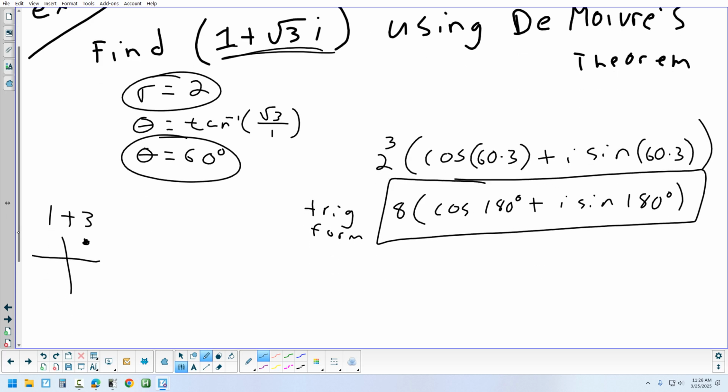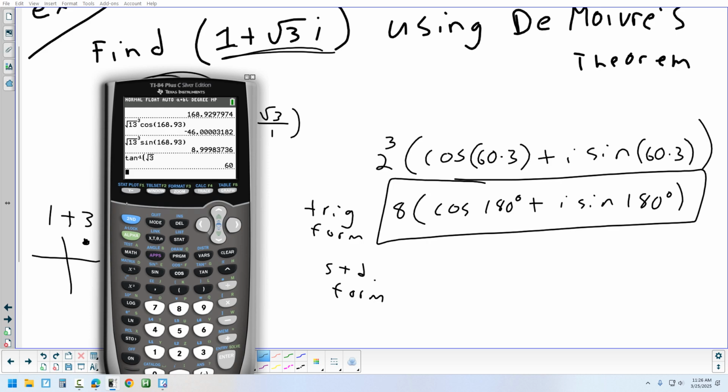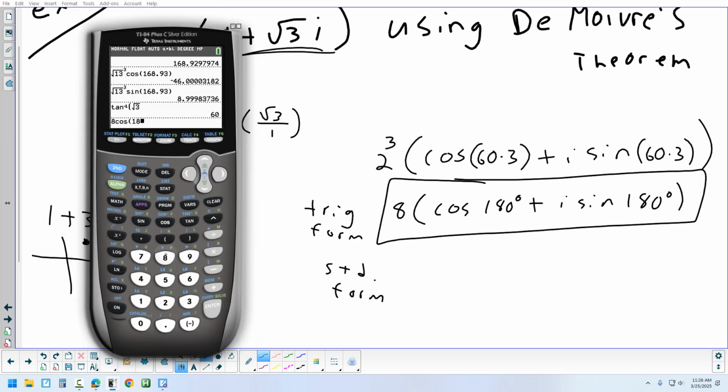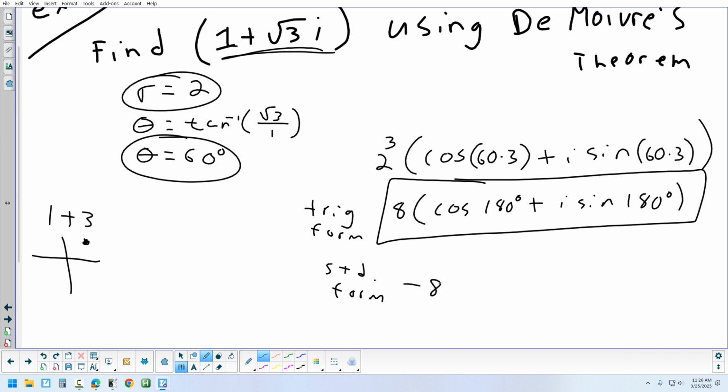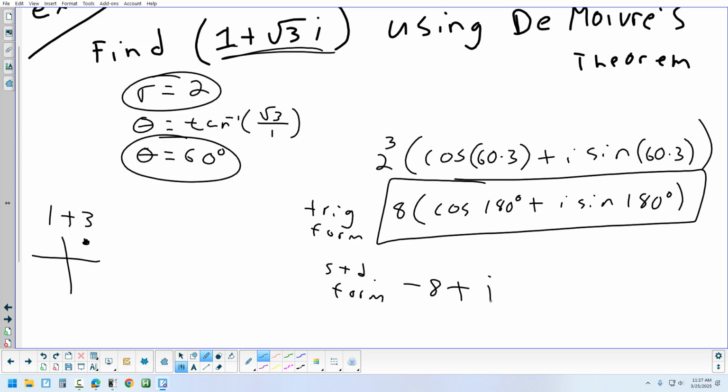What if they said to write your final answer in standard form? You just distribute. Right, we just distribute that out. So 8 times the cosine of 180 gives me negative 8 plus, now I have to do 8 times the sine of 180. 8 sine 180 gives me 0. So I have i times 0. i times 0, well, that's just 0. So I get a final answer of negative 8.